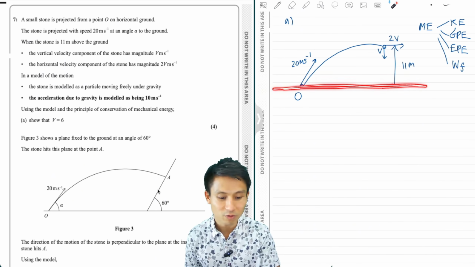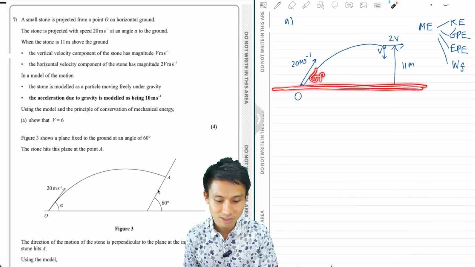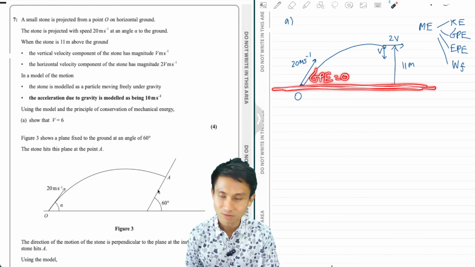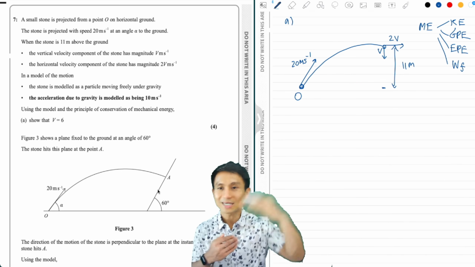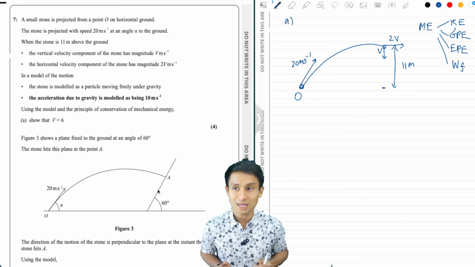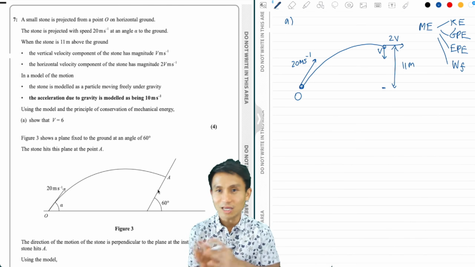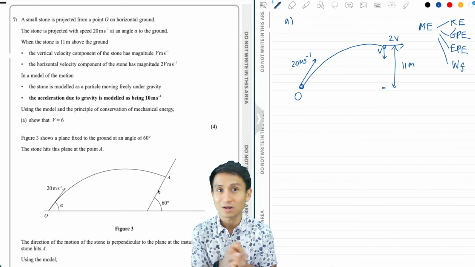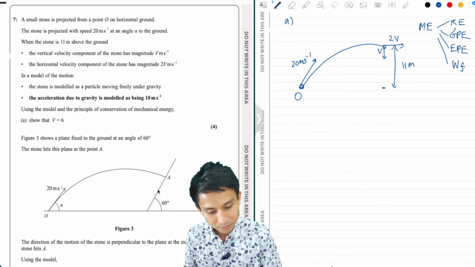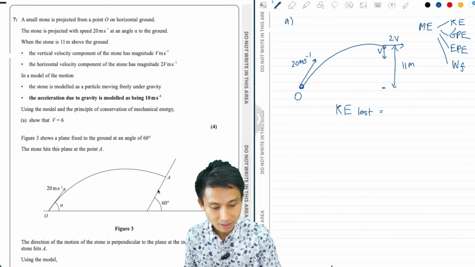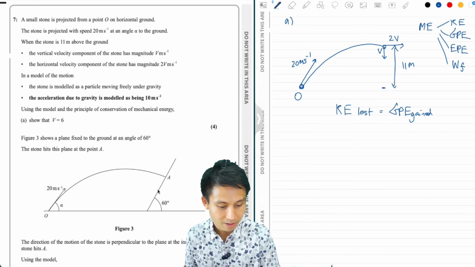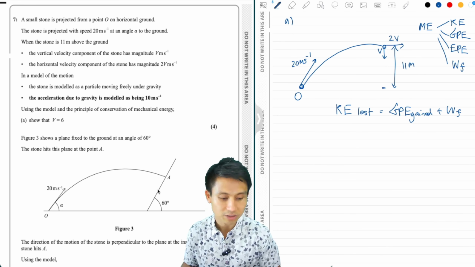But here, if we reference this as GPE equals 0, which is possible, then we are gaining GPE, but we are losing KE. Again, using gain and loss here, we're going to have KE lost equals GPE gain, plus work done to overcome friction.